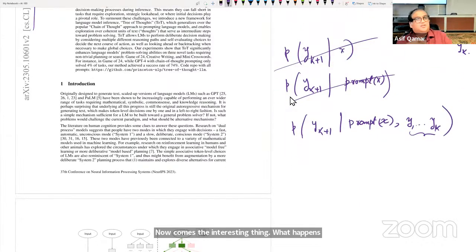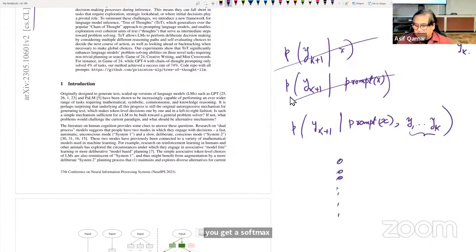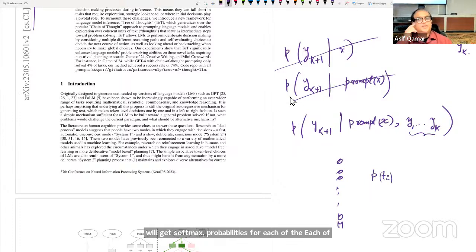What happens is that you get a softmax. Suppose you have a dictionary with M things, you will get softmax probabilities for each of the tokens, TI. Now remember, there is something else dialing the softmax up and down. What is that parameter? The temperature, right? It determines how likely you are to choose the most probable, the highest probability token, because you sample off the softmax.